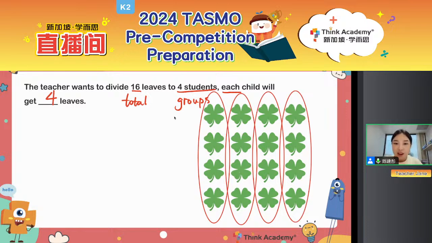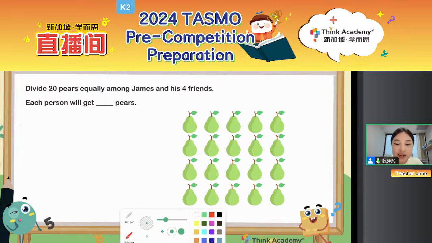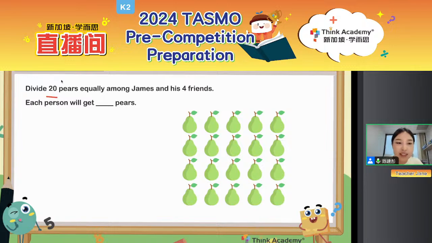Or you can also think horizontally. There are 4 rows. And as for each row, there are also 4 leaves, right? So we can do it in another way. Perfect. Very well done. And then how about this question? If we can divide 20 pairs equally among James and his 4 friends, each person will get how many pairs? We can see this time the total amount is 20 pairs, right? This is the total.